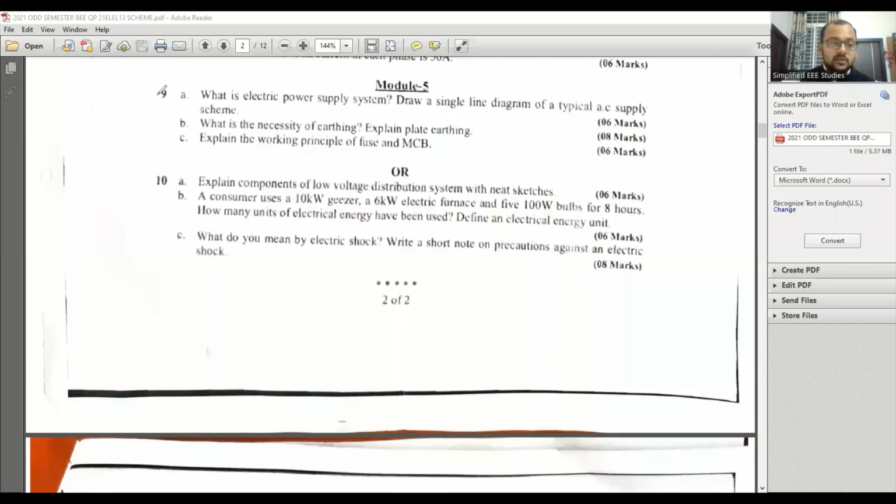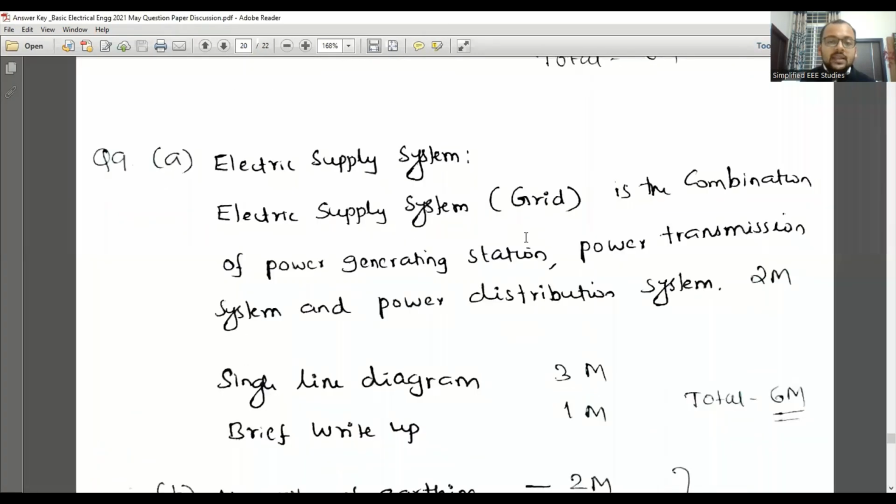What is the question? What is an electric power supply system? Draw a single line diagram of a typical AC supply system. How do you give the answer? I prepared the answer key for you. You can have an observation. So I'm talking about 9A.